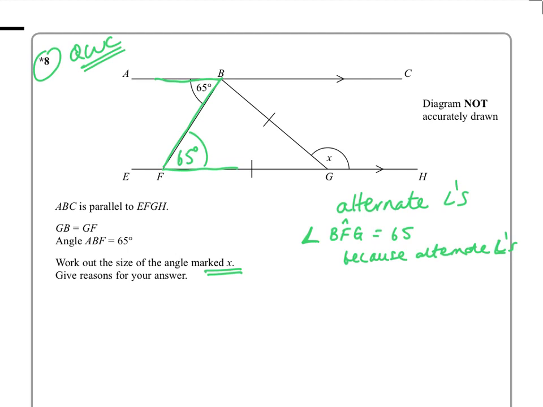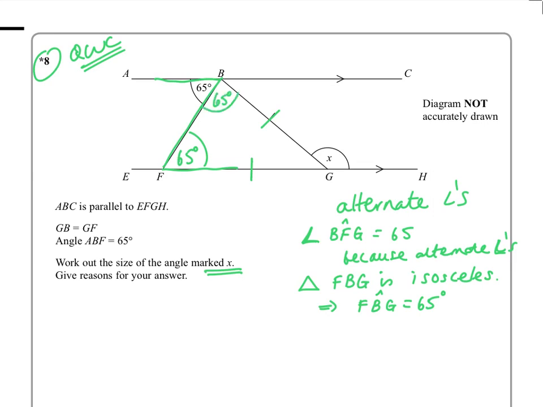Then also triangle FBG is isosceles because it's marked as given. So therefore we know that angle FBG is 65 because the base angles of an isosceles triangle. I think that would be enough. And so we know that this is 65 also.